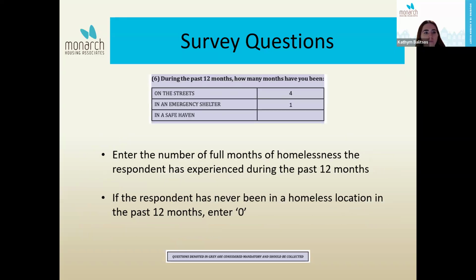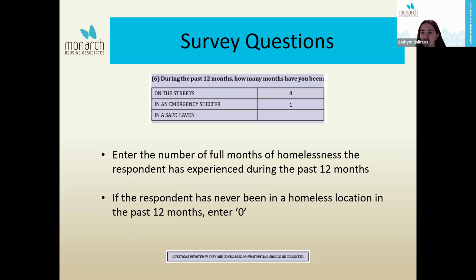Okay, then question 6: during the past 12 months, how many months have you been in each of these situations? This should not total up more than 12 months. So if a person was homeless for a total of 12 months, then they'd be considered chronically homeless. So again, you may want to help someone with organizing the time frame if needed, so kind of having that conversation, figuring it out.